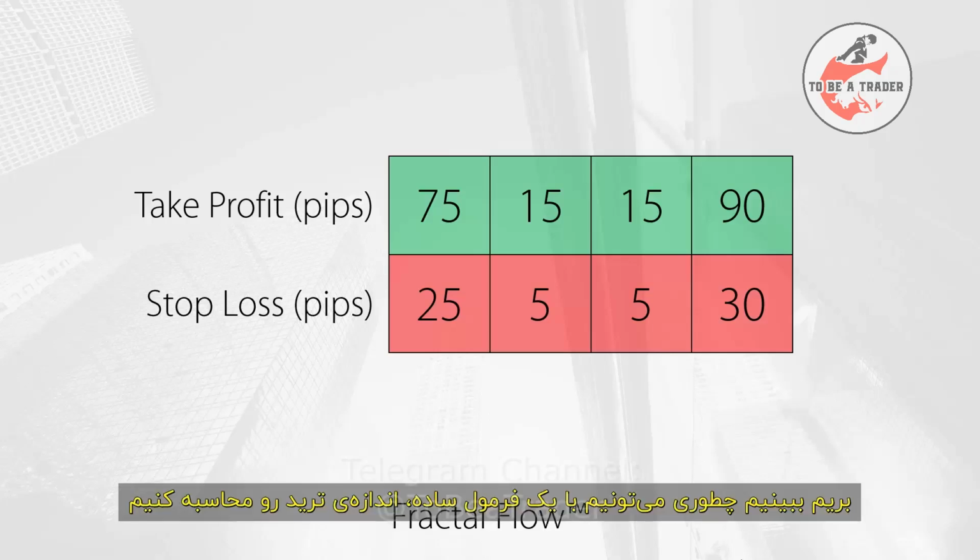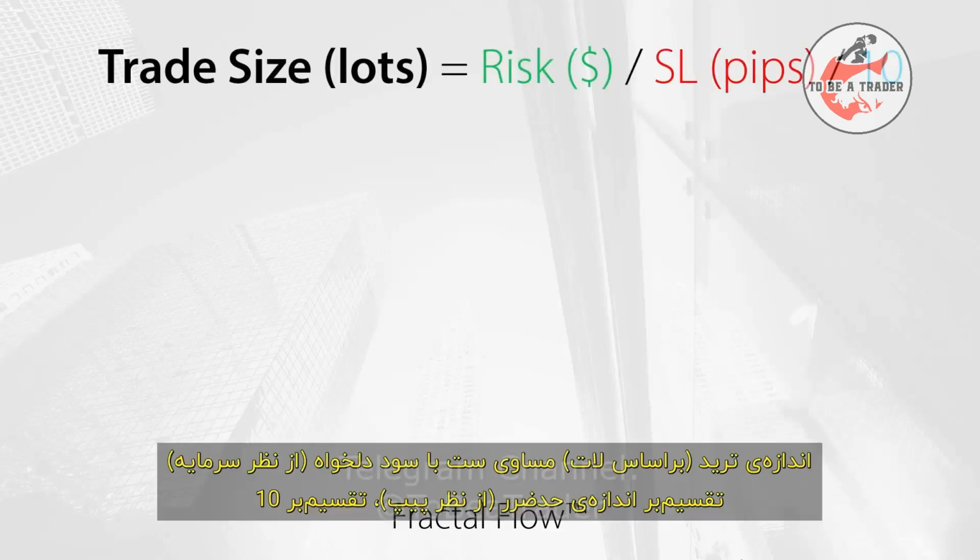Let's see how we can calculate the trade size with a simple formula. The formula is quite simple, and it goes like this. The trade size in lots equals the arbitrary risk in terms of capital divided by the size of the stop loss in terms of pips divided by 10.